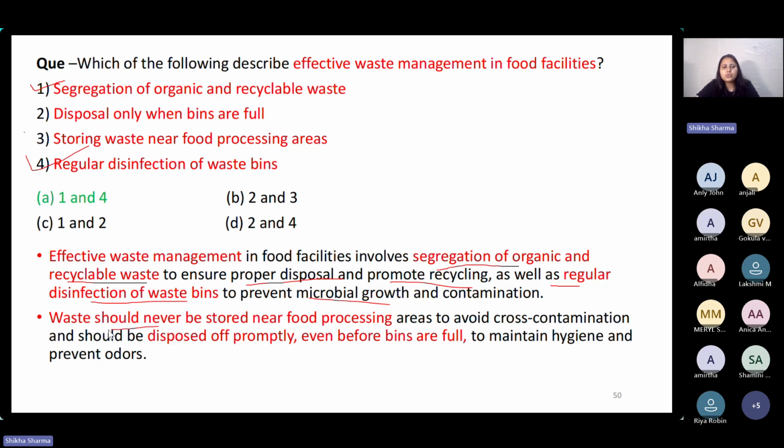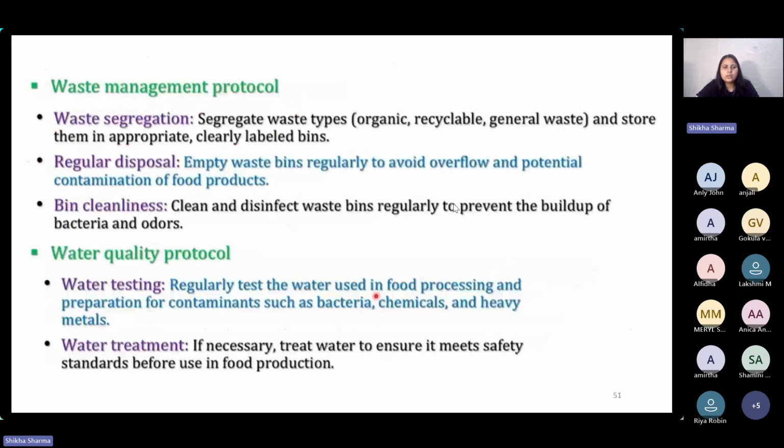Whereas the waste should never be stored near the food processing area, to avoid cross contamination. Also it should be disposed of promptly, even before the bins are full, for the maintenance of hygiene and to prevent odor. So statements first and fourth are correct here.